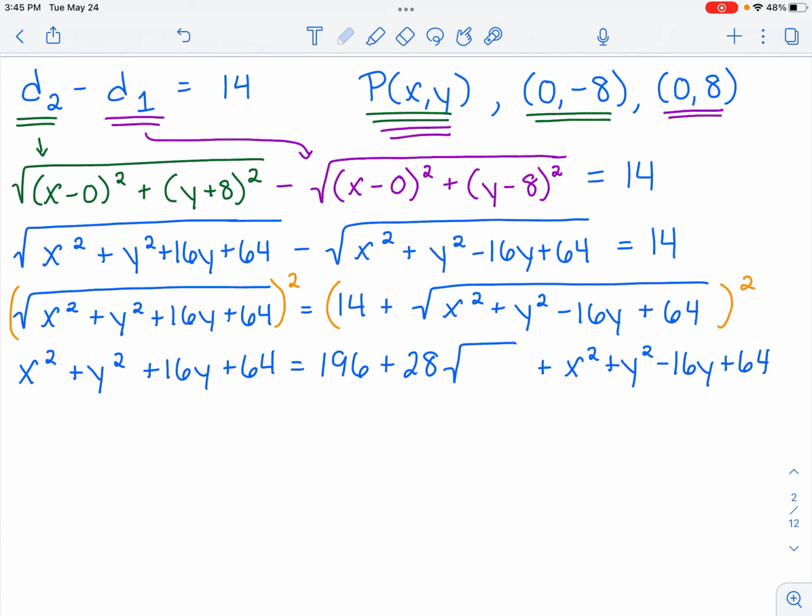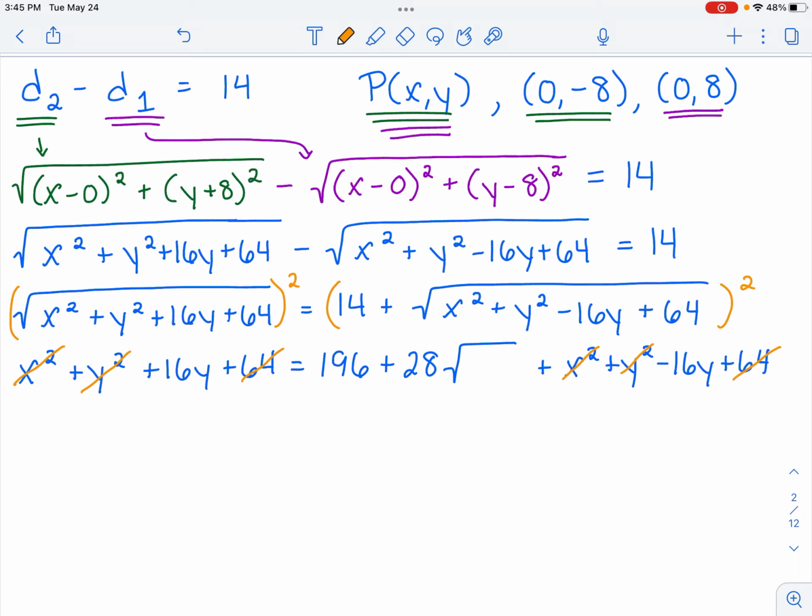So there's a lot of things that I can just go ahead and cross off now. I've got an x squared and an x squared, a y squared and a y squared, a 64 and a 64. So I've just eliminated a lot of terms, which makes this easier, but this still is not easy.